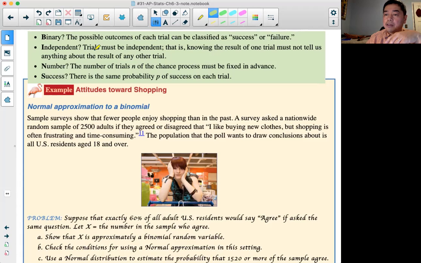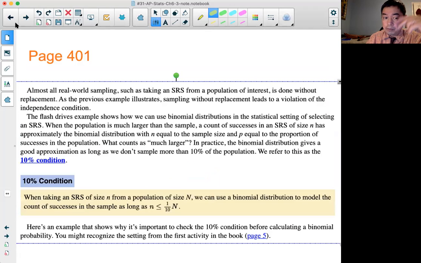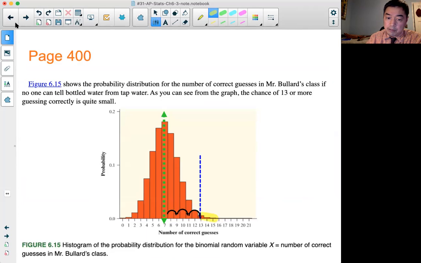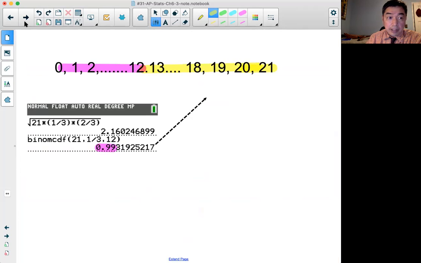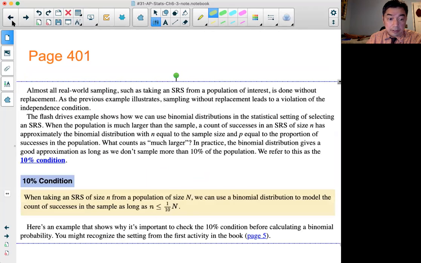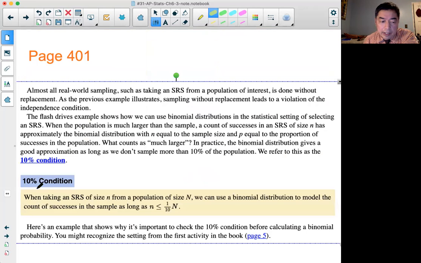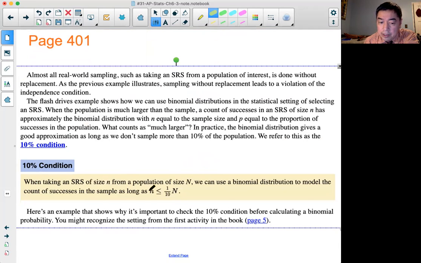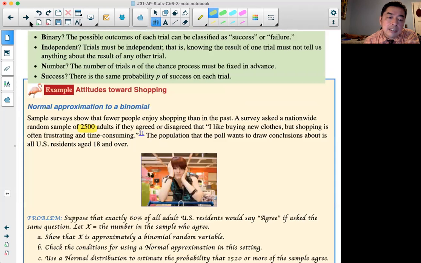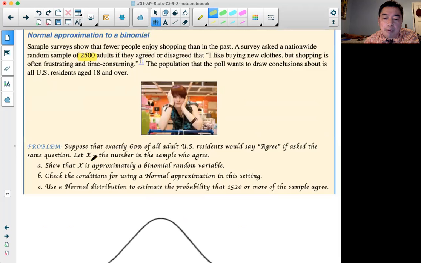However, what's the rule if it's a big, large number like this? Let's go back to the video. If you didn't watch the video, please watch the video. I think it's the flash drive video. Okay, I talked about the 10% condition, which is that n has to be less than or equal to 10% of the population. So what are they targeting? What's the population they're targeting?